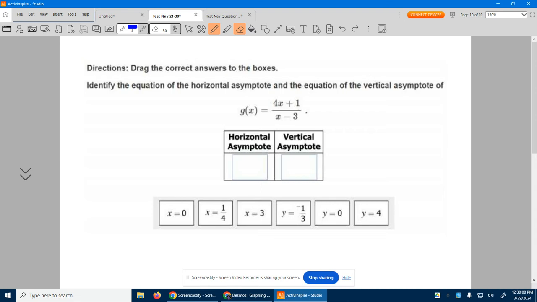Drag the correct answers to the boxes. Identify the equation of the horizontal asymptote and the equation of the vertical asymptote of g of x is 4x plus 1 over x minus 3.